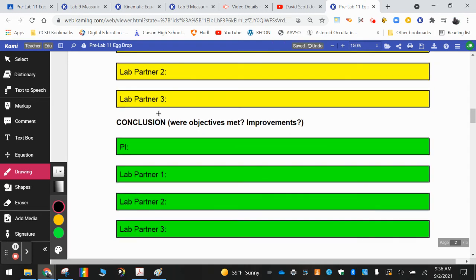And conclusions: were the objectives met? Any improvements? Don't say this was a fun lab and we had human error. That's not going to cut it.